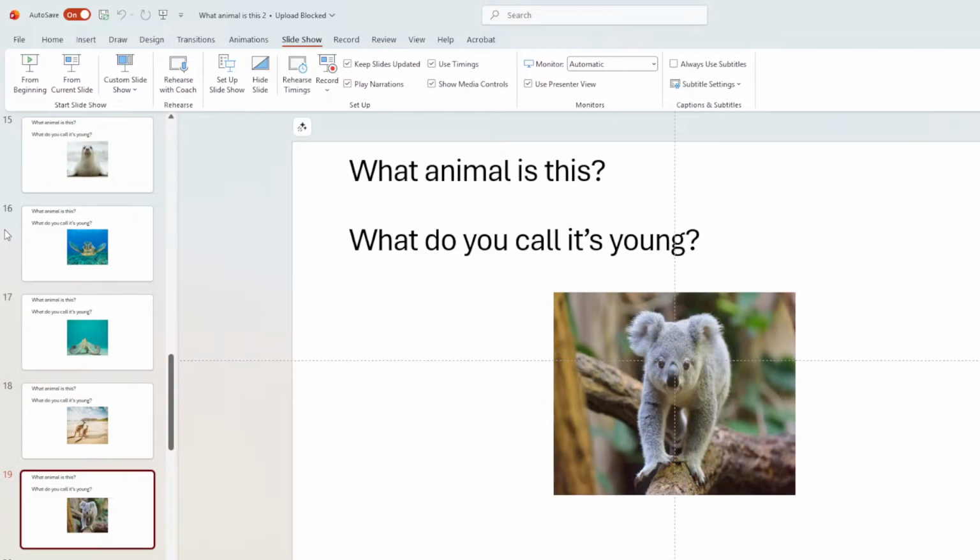There's another animal on your screen. It's also native to Australia. All right, it's also native to Australia. What do we call that animal on your screen?